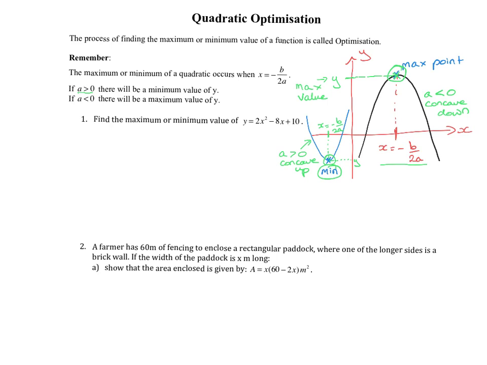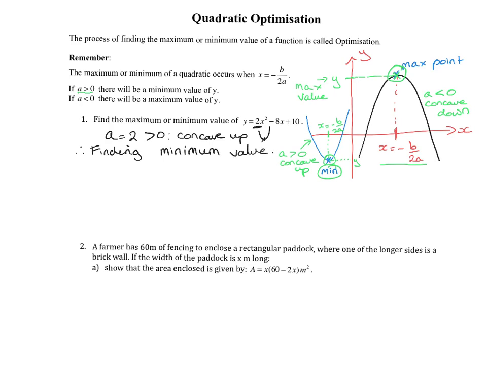It says, find the maximum or the minimum value of y equals 2x squared minus 8x plus 10. So girls, hopefully you realize, here's a, the a is 2. Because a is 2, which is bigger than 0, we have a concave up parabola, like a smiley face. And that means we have a minimum value on a concave up parabola. So therefore, we are finding a minimum value.